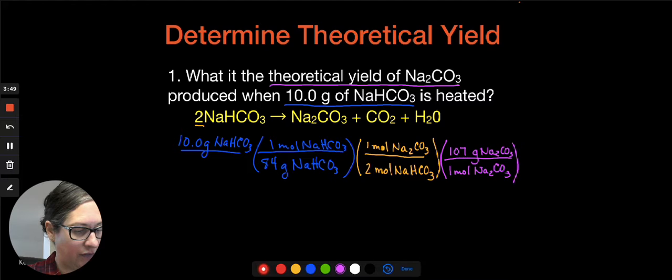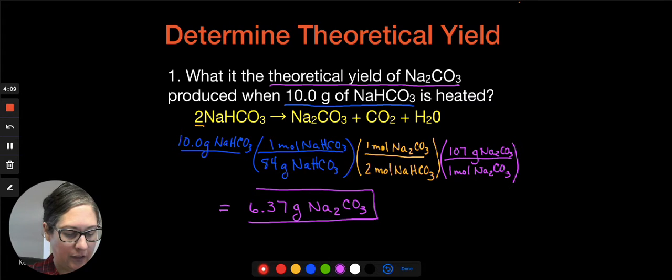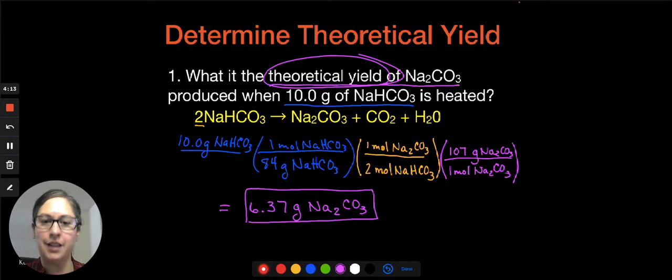A lot of writing for those ones. Okay, so I did the calculation already, and I ended up getting 6.37 grams of that product, Na2CO3, sodium carbonate. This is our theoretical yield. We're going to use this in the next step in order to determine the percent yield.